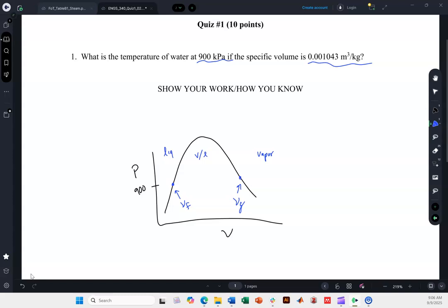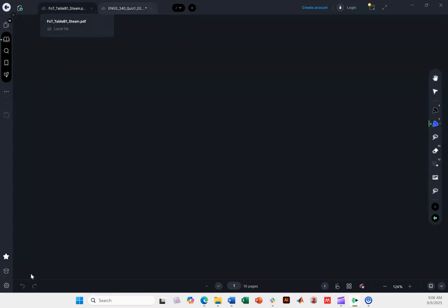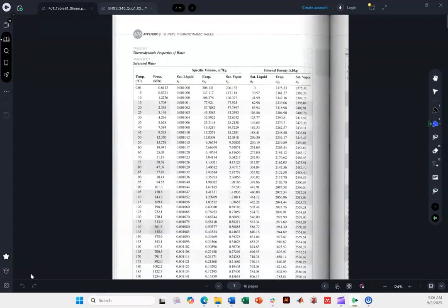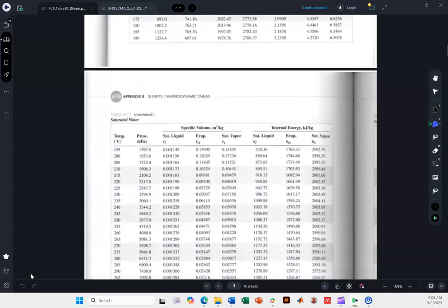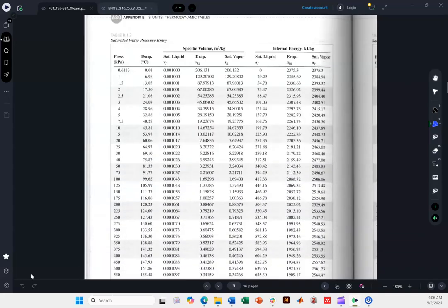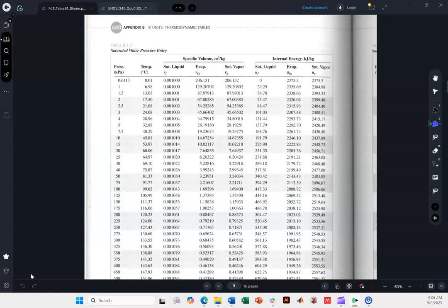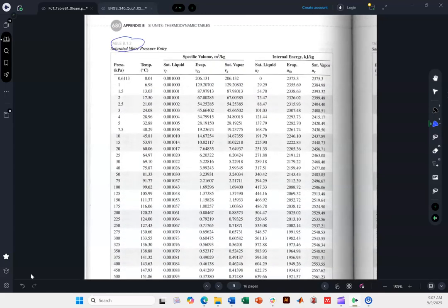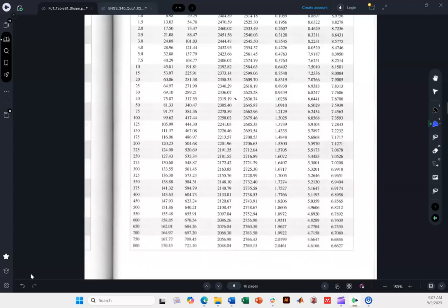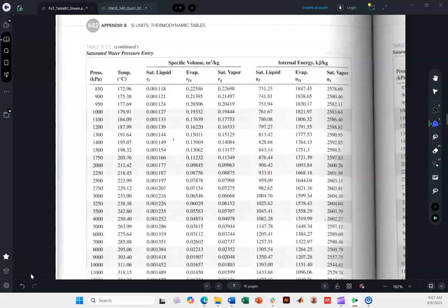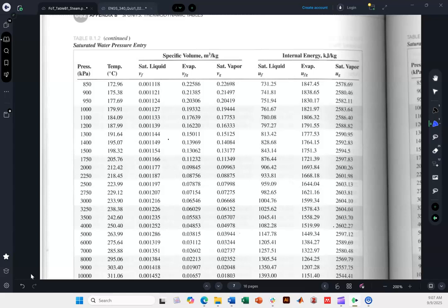So for that, I'm going to go to the steam tables and find specifically this value for VF and VG. So I flip over to my steam tables. I was given a pressure of 900, so I'm going to look at table 2. Okay, so here I'm seeing this is table 2, seeing some nice pressure values. I'm going to go down and find the one I'm looking for here at 900. So this is my row.